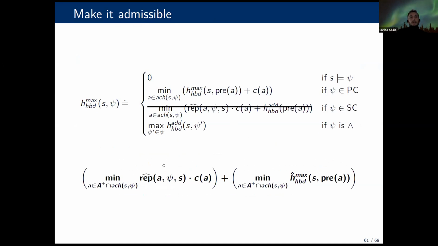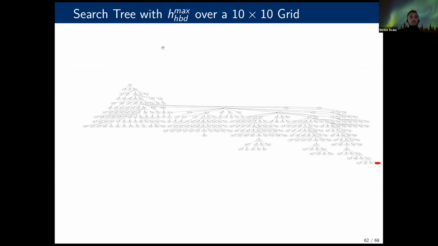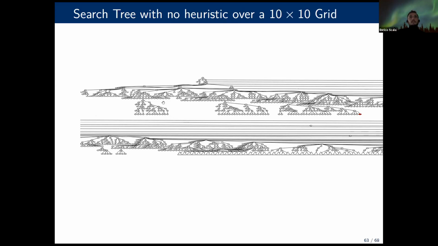One that estimates the number of times an action needs to be executed in order to reach a condition, and another one that estimates a lower bound on the preconditions of all the achievers of this condition here. So this is a search tree with this H max over a 10 times 10 grid, and this is the search tree, and it does not end here actually, but it was not fitting in the slide for the set when you have the same algorithm without heuristic.